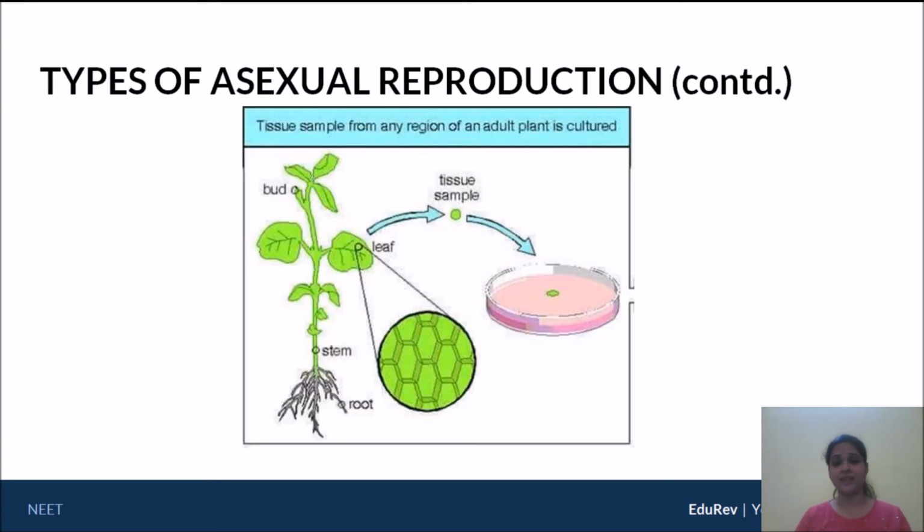Now let's look at a practical example. We can take a piece of the bud. We can take a small portion of a leaf as the explant. We can take a small portion of the stem, or maybe even a small portion of the root. So any part can behave as an explant tissue sample, and I can grow this either in a petri plate or in a test tube.